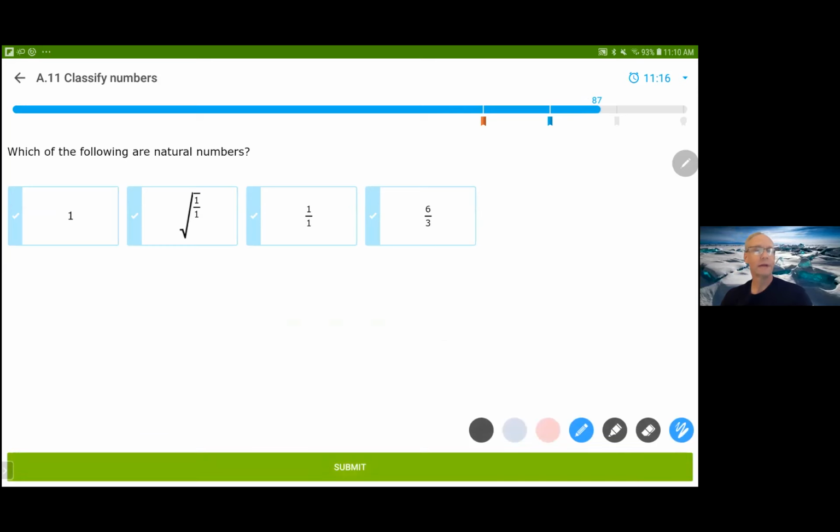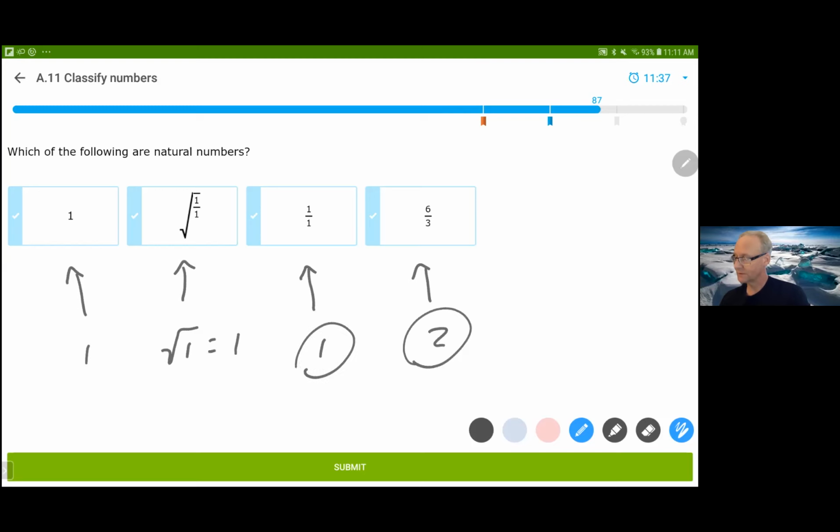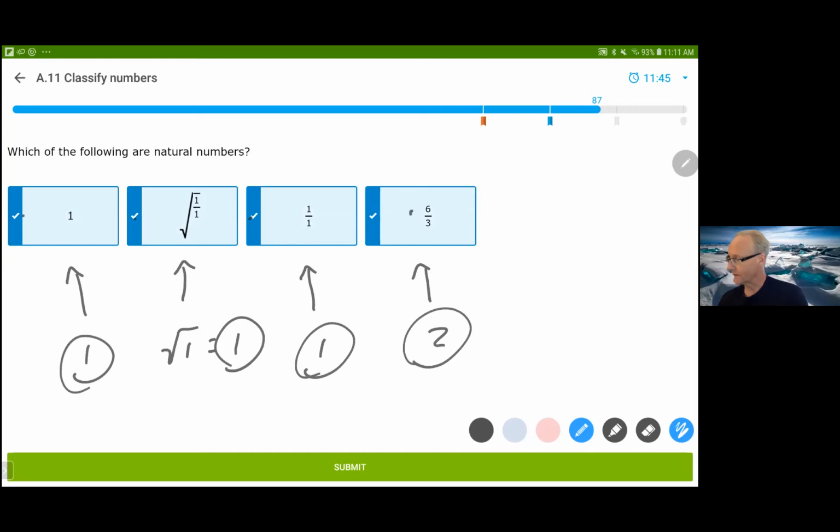Which of the following are natural numbers? Now this one's kind of funky looking, but this is supposed to be the square root of 1, which of course is 1, because 1 times 1 is 1. This happens to be equal to 1, and this one is also equal to 1. So even though they're written a little bit different, this one is also 6 over 3, which is 2. Since this can be written as 2, this can be written as 1, this one can be written as 1, these are all literally natural numbers, even though they're not written in that form.